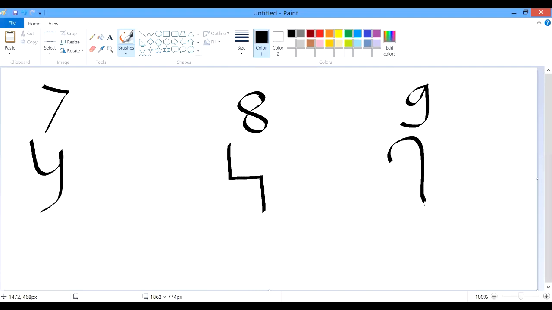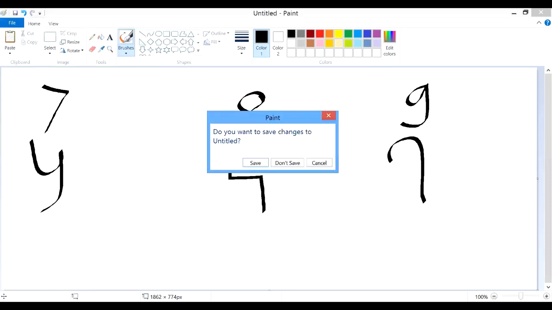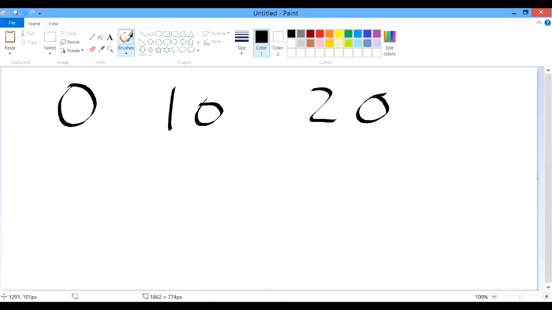Okay, so 7, 8, 9. Then 0. Actually, 0 is like this. Then we can proceed to 10, maybe 20. So 10, how to do the 10? First, you have to write 1, 0. And then like ta, like C in the Roman.